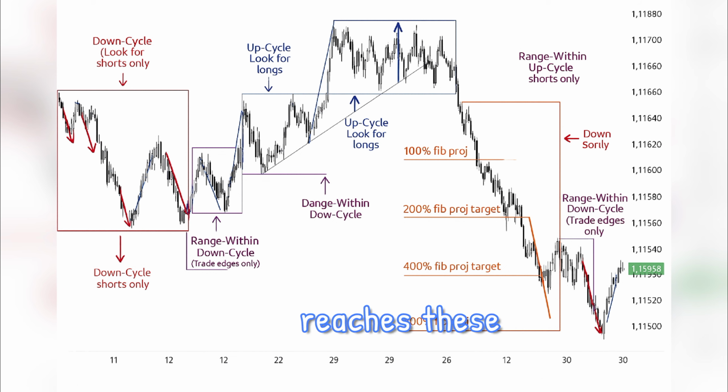As price reaches these levels, volume drops, momentum fades, and smart traders exit with profit. After hitting these upper fib targets, price fails to make new highs and starts to reverse. This is your second structure shift. The up cycle ends and a new down cycle, look for shorts only, begins.